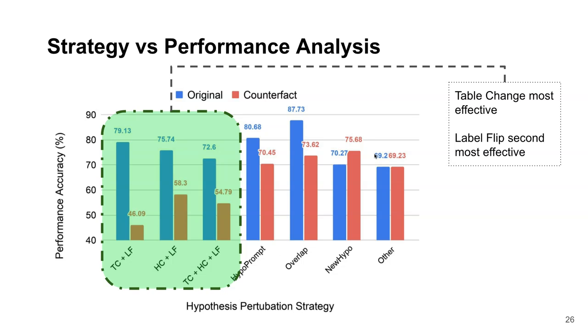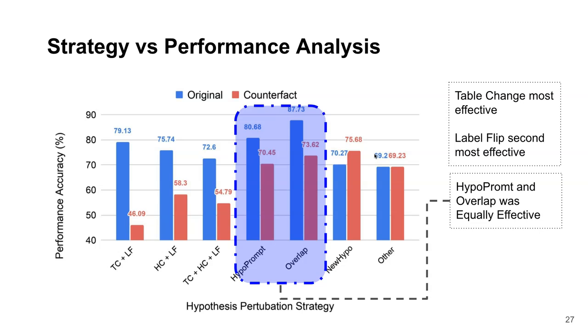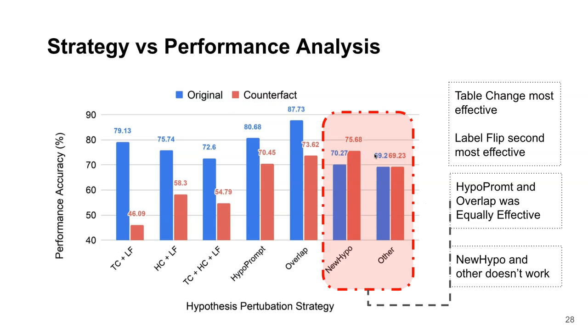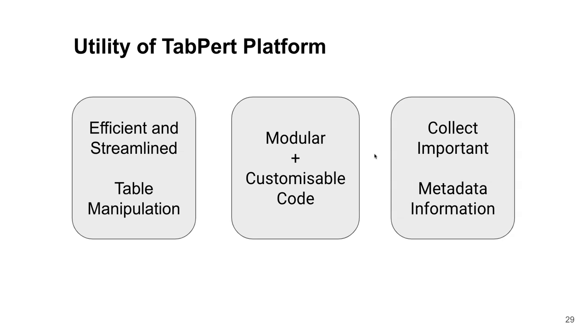So we also analyze the strategies. We find that the table change was very effective. The label flip was very effective using the hypothesis edit. We also find that the hypothesis edit and overlap were also equally effective, especially the overlap, which was very effective for neutrals. We also find that writing a new hypothesis doesn't work, so that approach doesn't work.